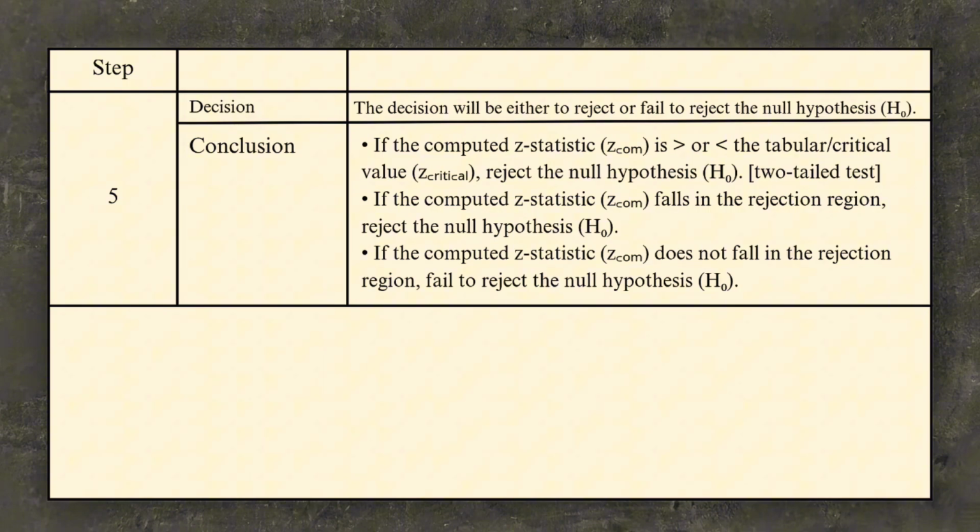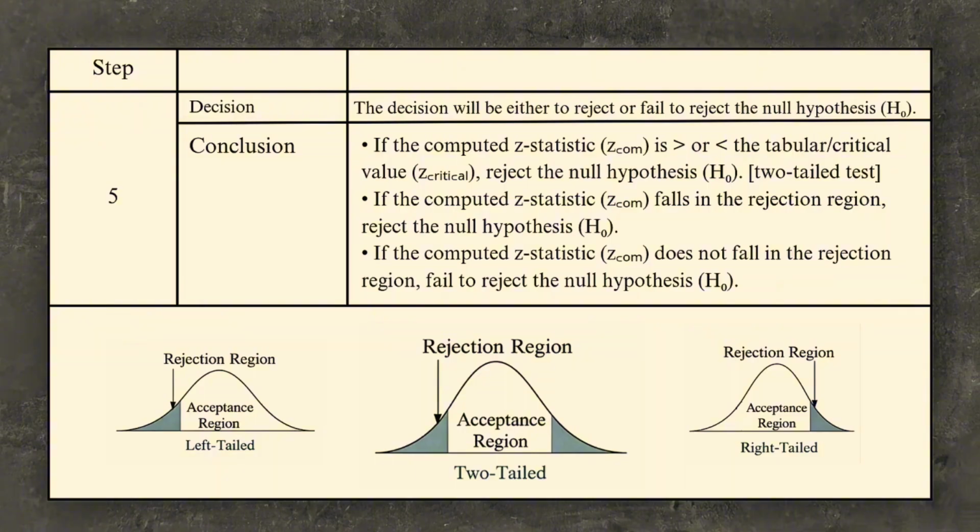Next, our decision rules. If the computed Z value is greater than the positive critical value or less than the negative critical value, we reject the null hypothesis, and this is a two-tailed test. If the computed Z value is inside the critical region, we reject the null hypothesis. This is a right-tailed test. Next, if the computed Z value is not inside the rejection region, we fail to reject it.